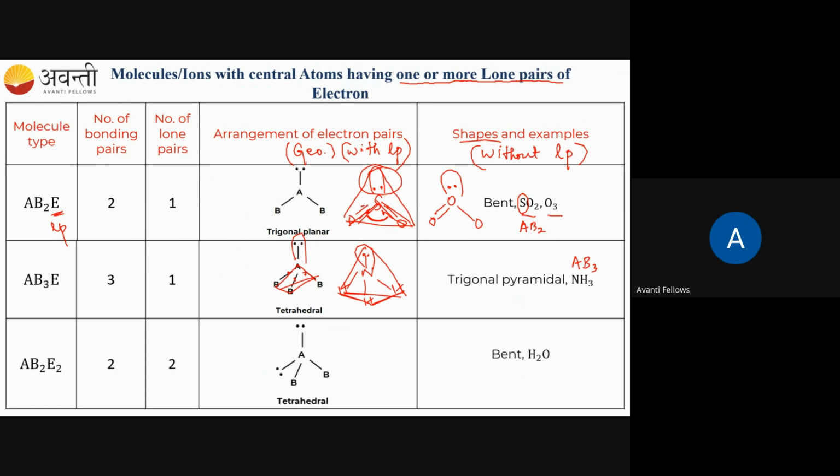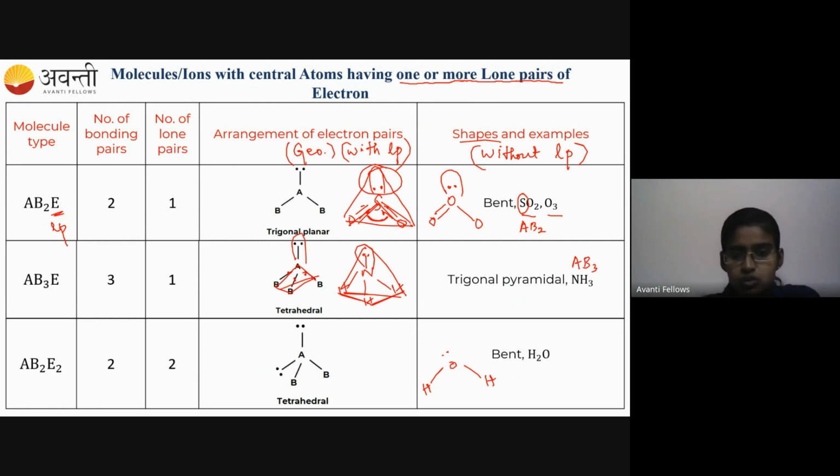Okay. Now coming to the third type, AB2E2, water is taken as an example. We have already seen, no? Water, H2O, with two lone pair. Just see here, without lone pair, it will give you bent. With lone pair, if I connect all these, I will get tetrahedral geometry. Okay. Shall I move on with the next slide?